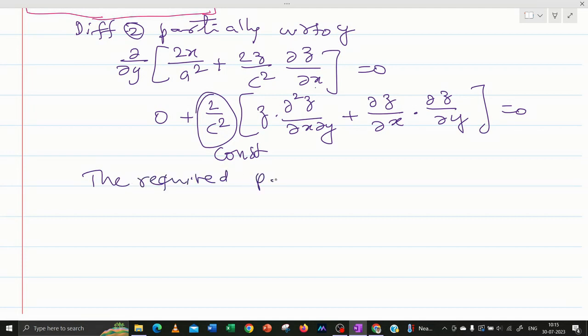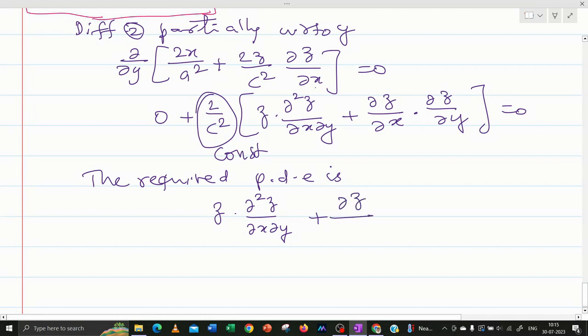The required partial differential equation is z into dou square z by dou x dou y plus dou z by dou x into dou z by dou y equal to 0. This is the required PDE.